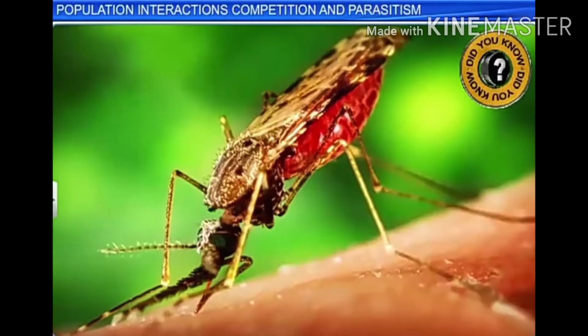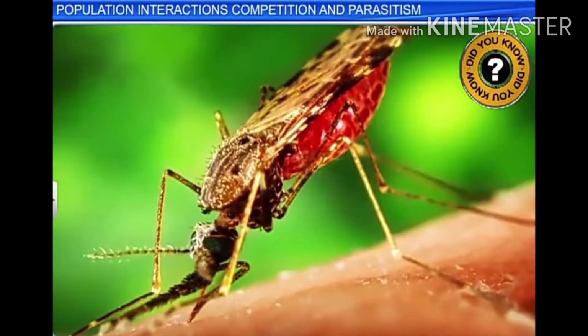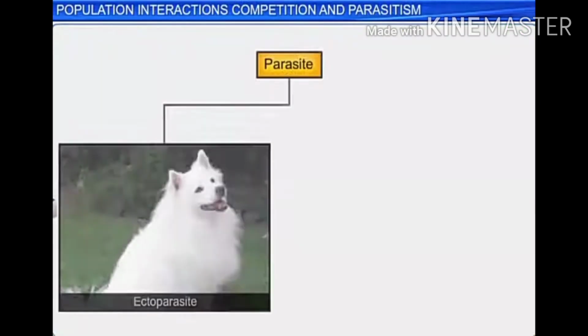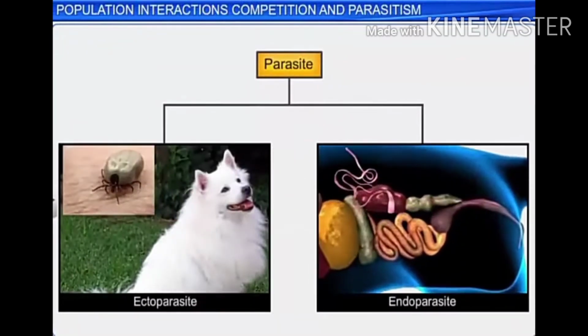Did you know that the female mosquito is not a parasite, but is a vector as it carries the malarial parasite Plasmodium? Depending on where parasites live, they are classified as ectoparasites or endoparasites. Parasites that feed on the surface of a host are called ectoparasites, while those that live inside a host are called endoparasites.